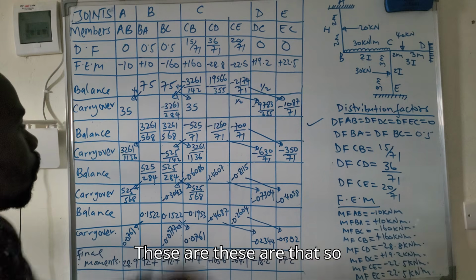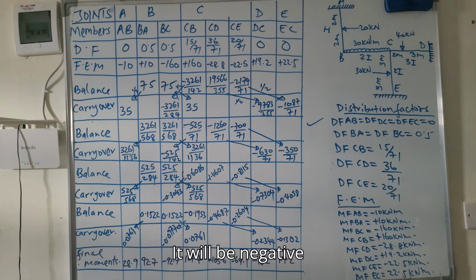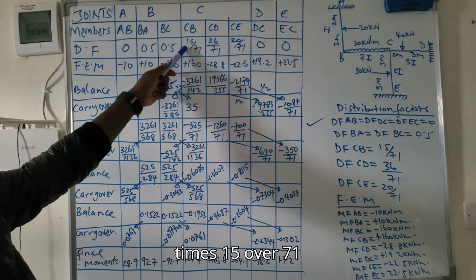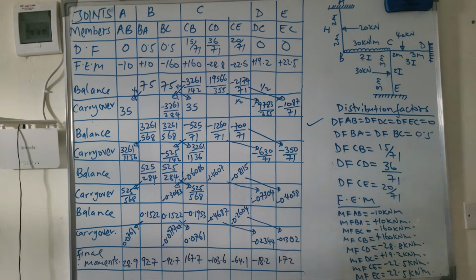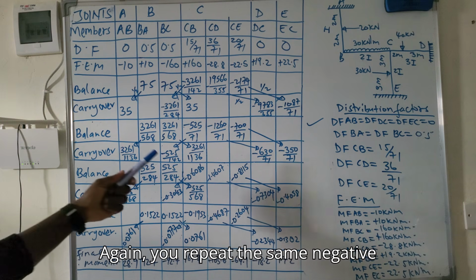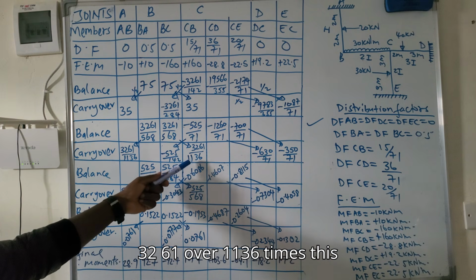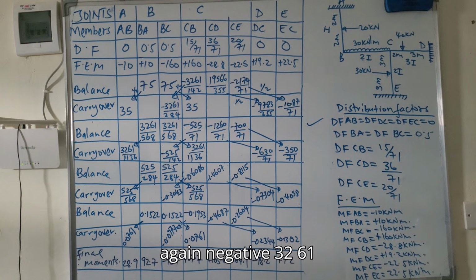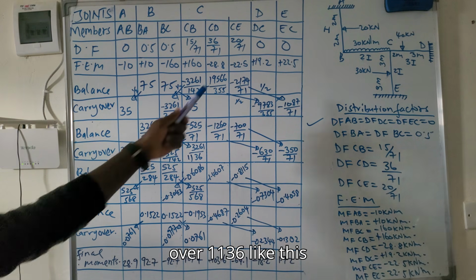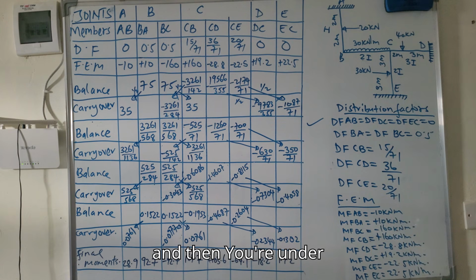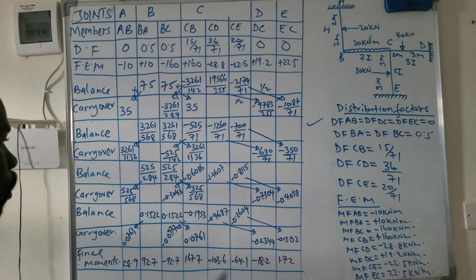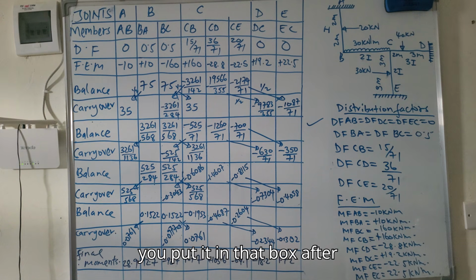This and this and that. So it will be negative 3261 over 1136 times 15 over 71. Again, you repeat the same: negative 3261 over 1136 times this, again negative 3261 over 1136 times this. And then you put it in that box.